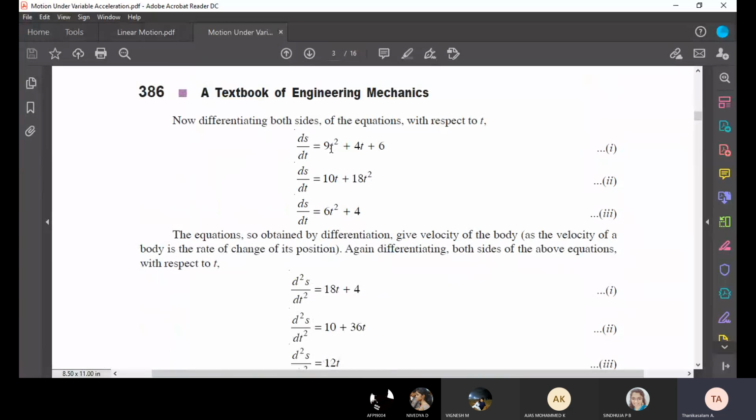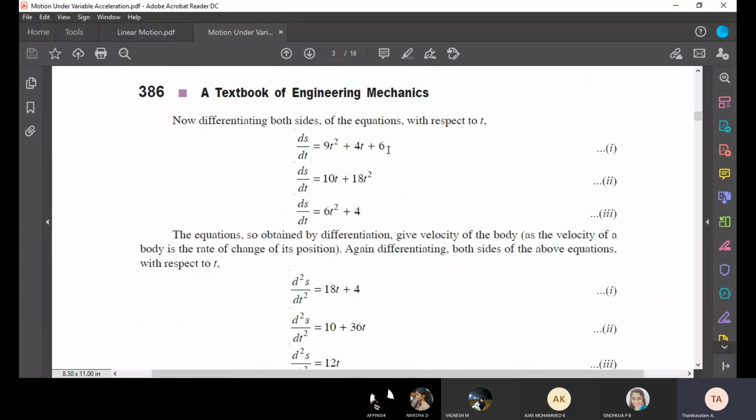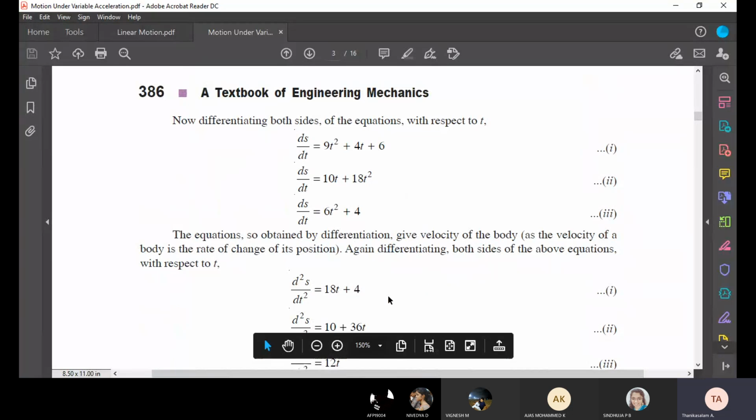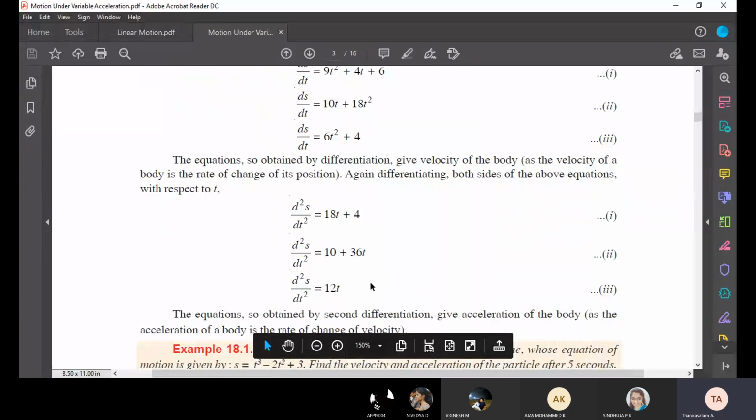What is 9t square? Its derivative is 18t. Then 4t becomes 4. 6 differentiates to 0. You know differentiation, I think. Now see the second equation. Differentiate again. Therefore 10t becomes 10, and 18t square becomes 36t. Understand? Then the third equation. This is for example.